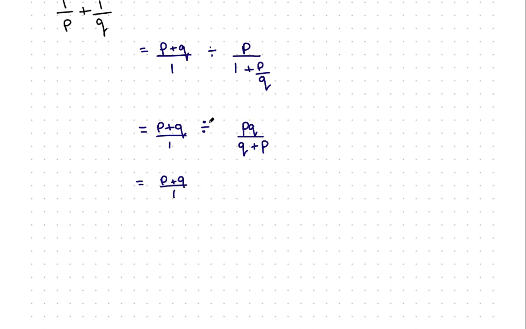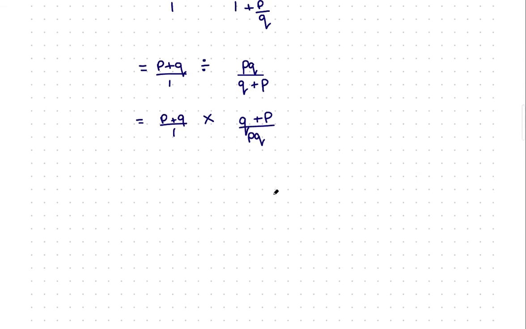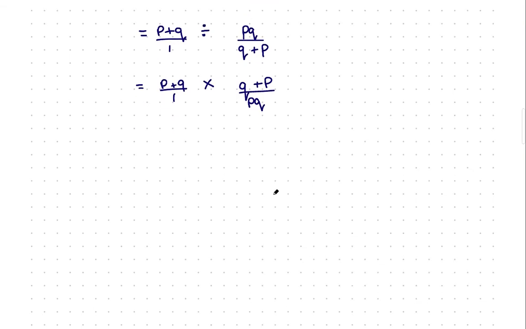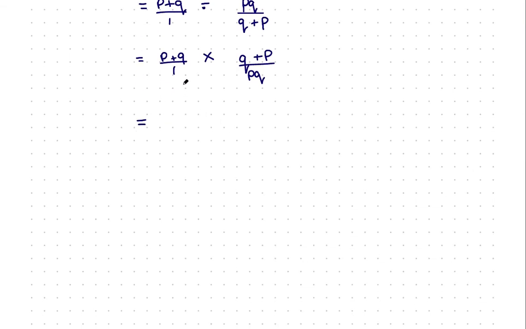And what we actually said a moment ago is that when we have divided by a fraction, what we can do is flip it and multiply. So we can change this and it will become q plus p all over pq. Okay, so what we have here then is p plus q, and then multiply that by q plus p all over pq. So that's what we have for that one.